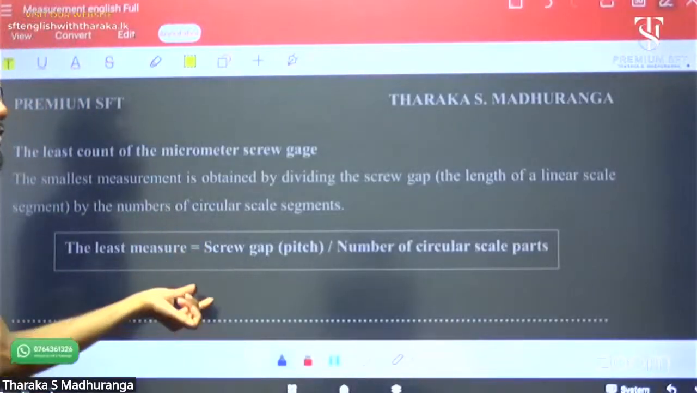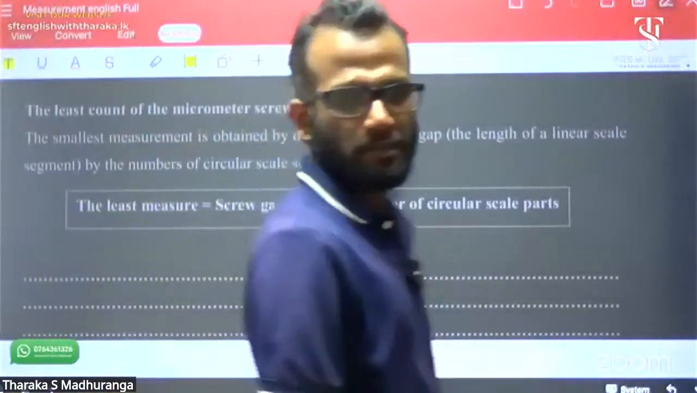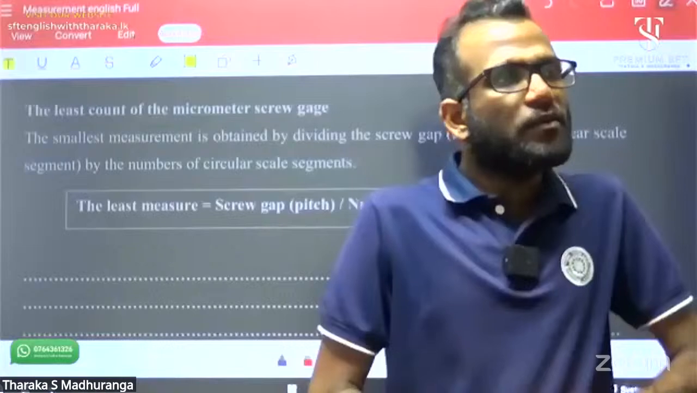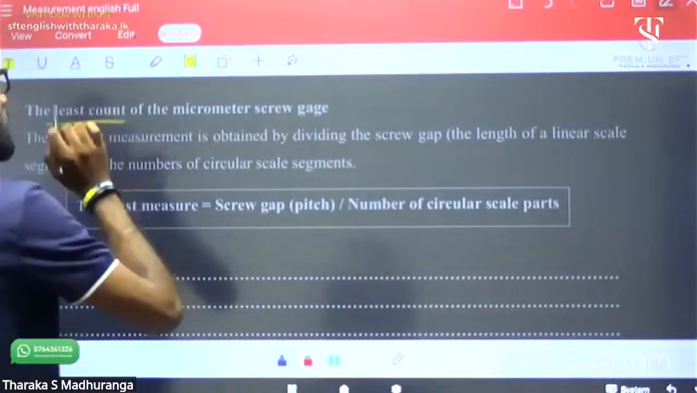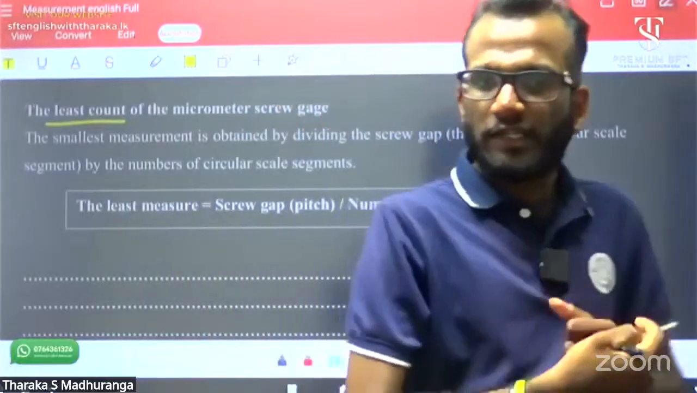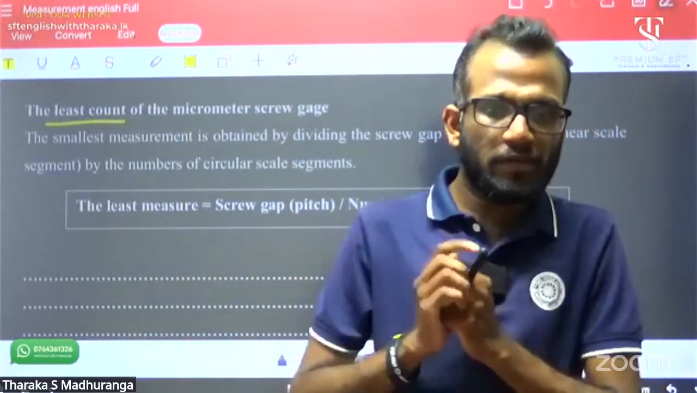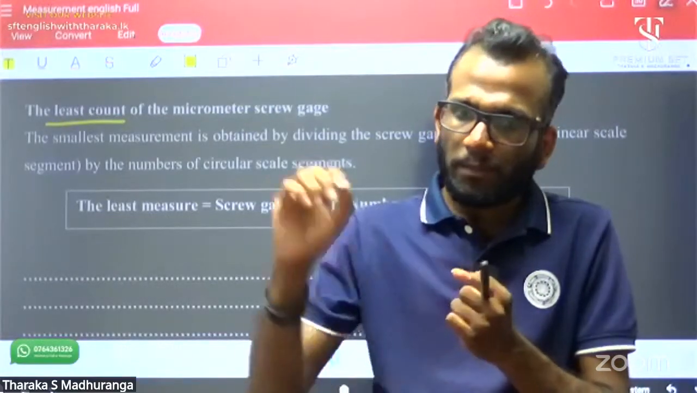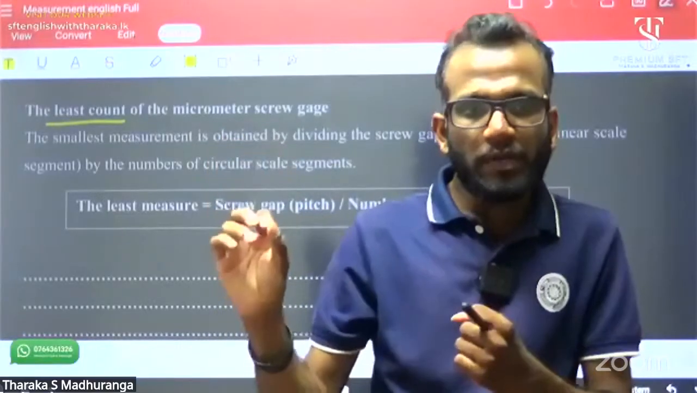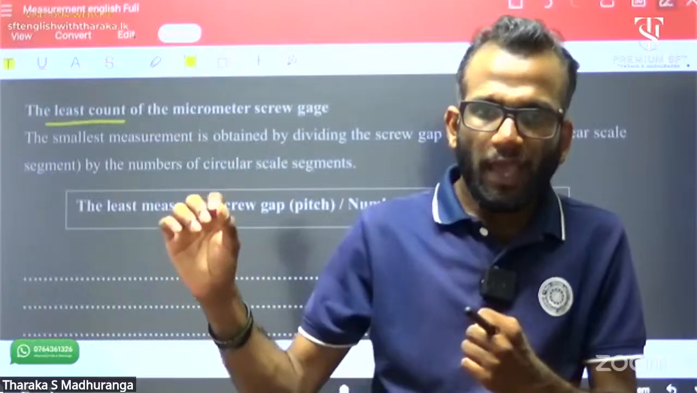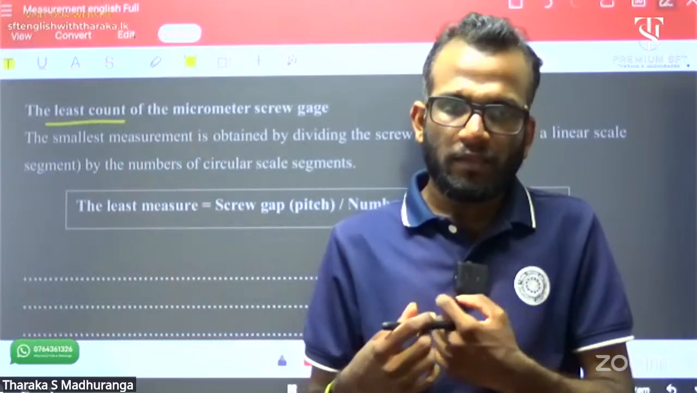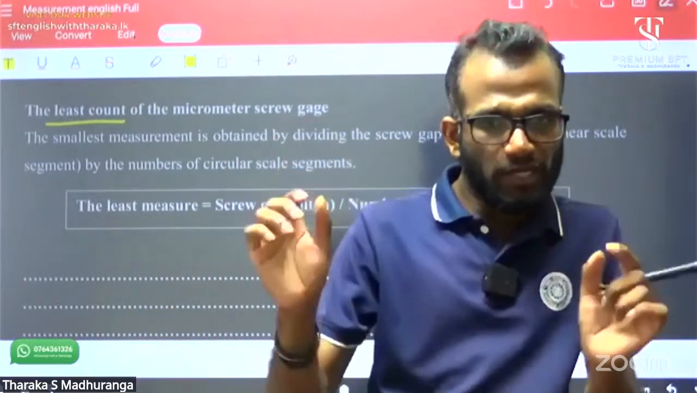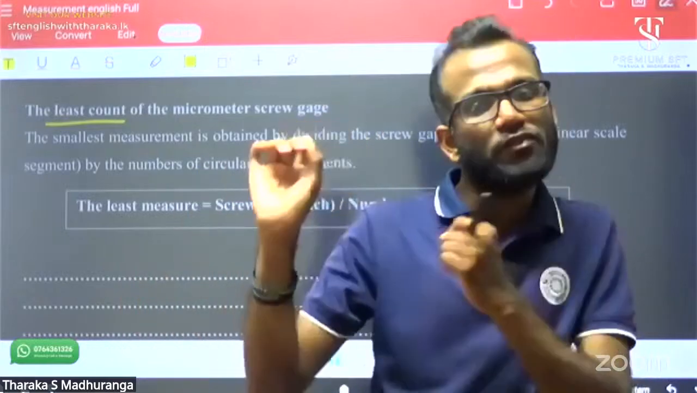Okay, now we are moving to the most important part: the least count of the micrometer screw gauge. Before that, what's the meaning of the least count of any instrument? I explained earlier. The least count of any instrument is the minimum reading that can be obtained accurately. If you have a meter ruler, the least count is 1 millimeter. For a normal vernier caliper, it is 0.1 millimeter.